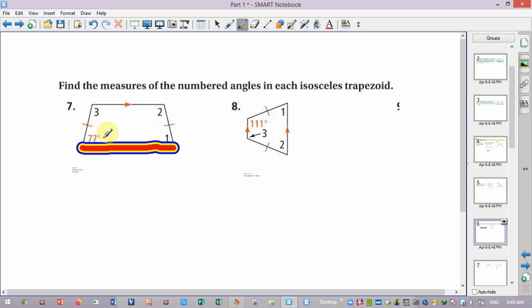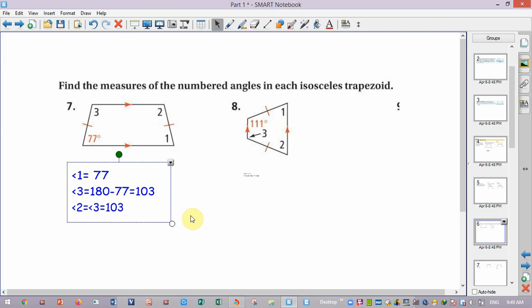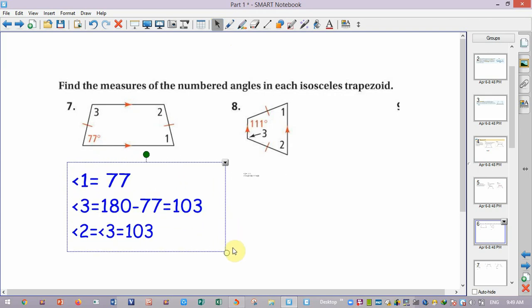What about 77 and 77? What's the relation between 1 and 2, or 3 and 77? Their sum is 180. Then 2 is the same, 3 equals 180 minus 77. Number 1: angle A equals 77, angle 1 equals 77, and angle 3 equals 180 minus 77, and the same for angle 2 like angle 3, as you see.